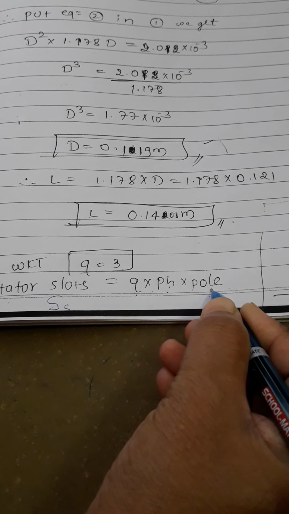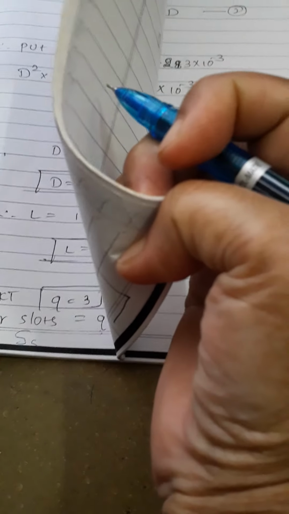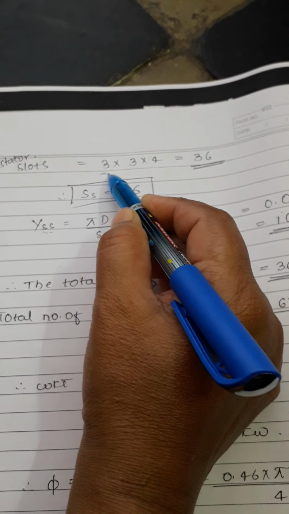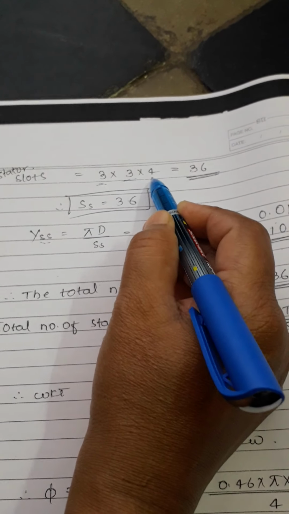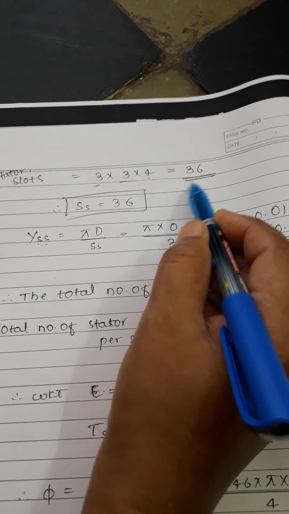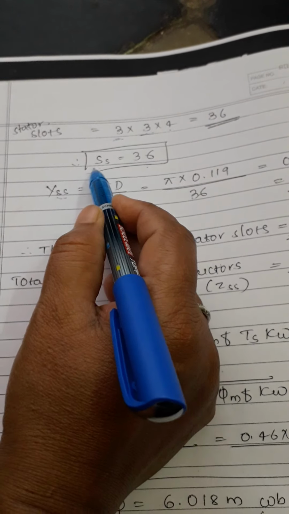The number of poles is given as 4. So we have to substitute in this formula for SS. Stator slots SS is nothing but 3, Q is 3, then 3 phases and number of poles 4. Multiplying this, we get 36. So SS is equal to 36. So we got 36 stator slots.